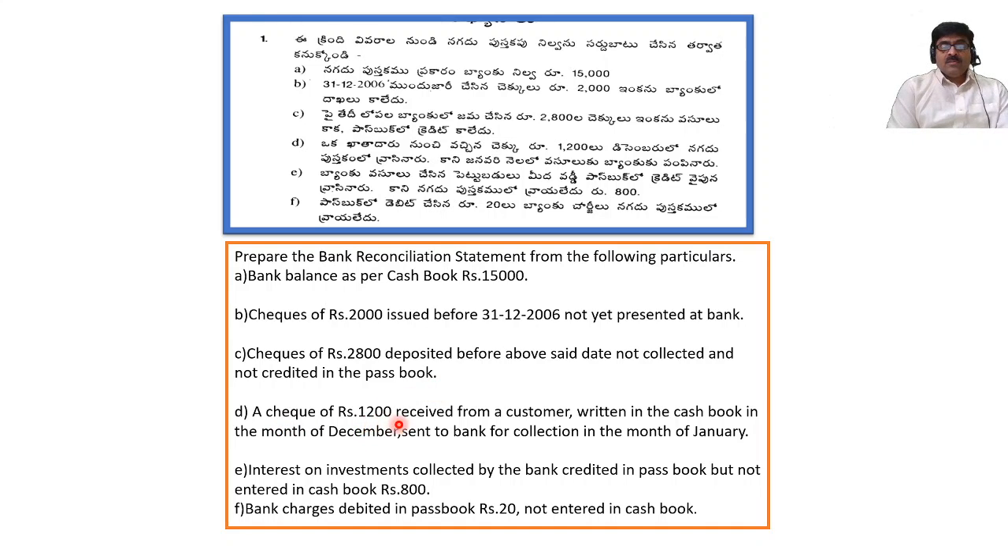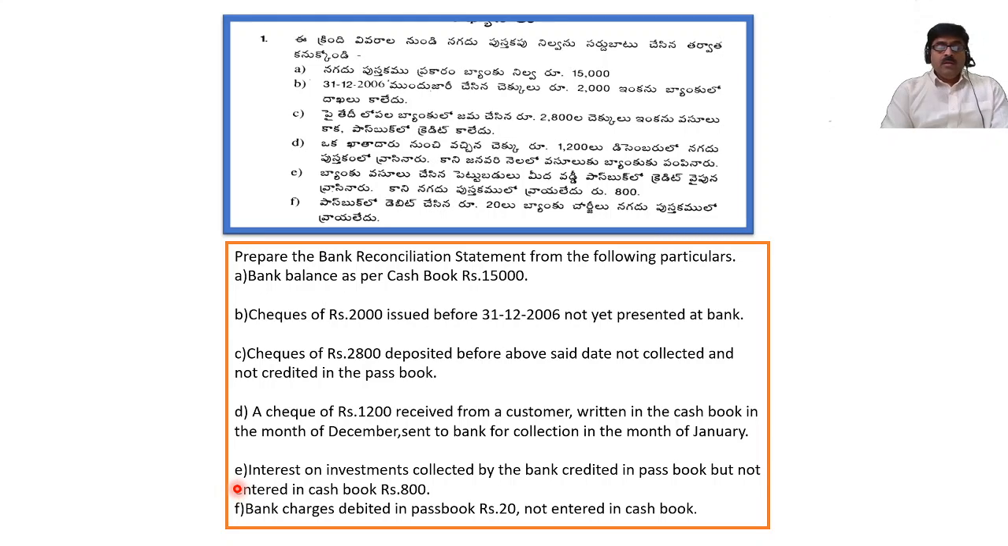A check of 1,200 rupees received from a customer, written in the cash book in the month of December, sent to the bank for collection in the month of January. Means the check is received, debited in the cash book but not sent for collection to the bank. Means passbook amount will not change. As per cash book there is an increase, so we have to deduct this 1,200.